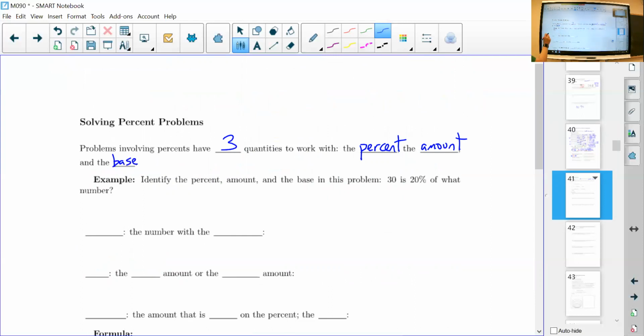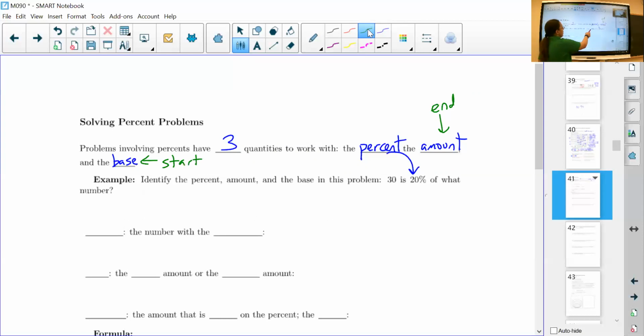So if we have 30 is 20% of what number? I like to start with the percent because usually it has the percent sign, so it's really easy to identify. There's my percent. Now the amount and the base are a little bit trickier, but not too bad. The base is what you start with, and the amount is what you end with. Let's see if we can go ahead and write these in. So start, end.